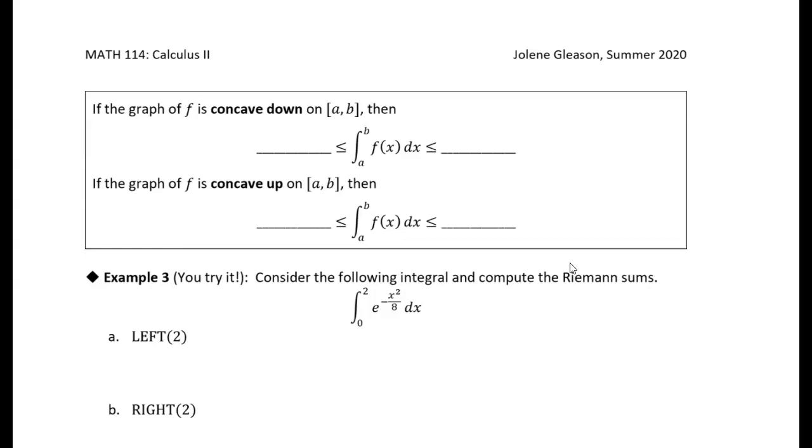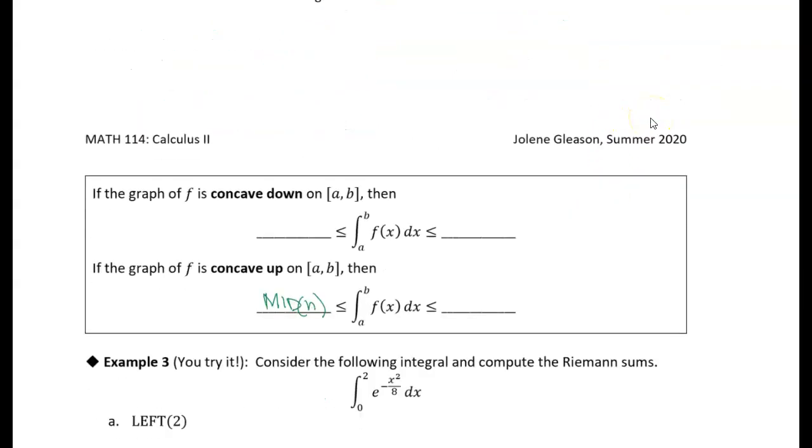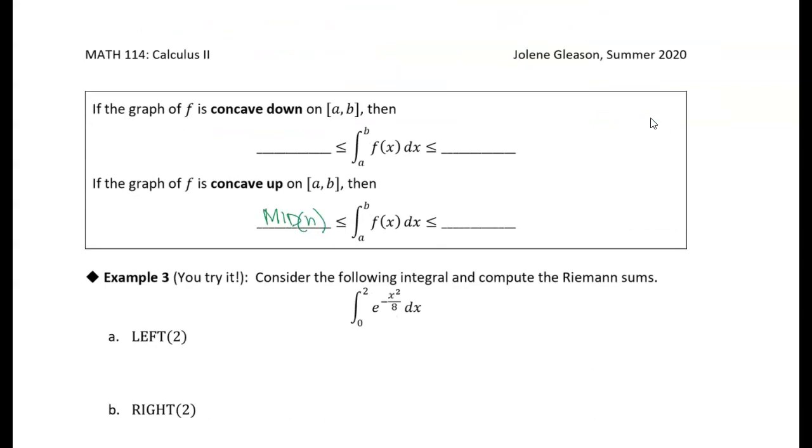So I'm going to start with the second one first, because we just did a case where it's concave up, and we found that the midpoint rule gives us an underestimate, right? And the trapezoid rule gives us an overestimate. So the midpoint rule will always be less than the integral, and the trapezoid rule will give us an estimate that's greater than the actual integral.